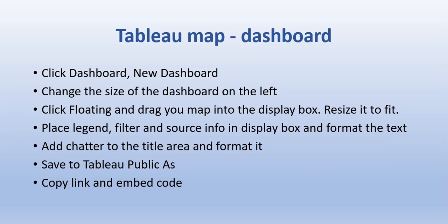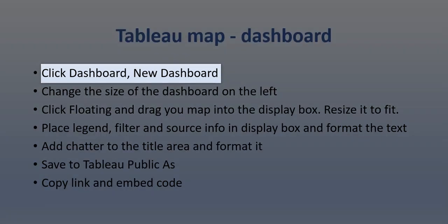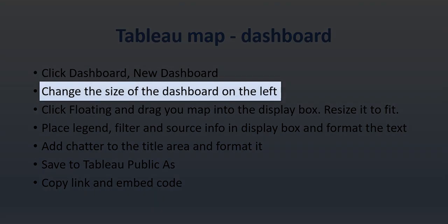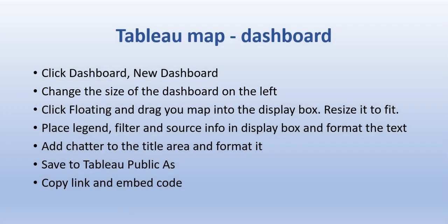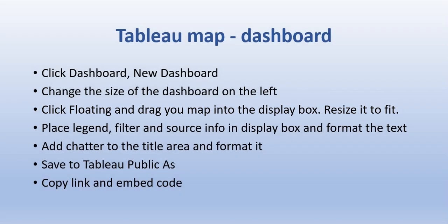And then you create a dashboard in Tableau. And you do that by clicking Dashboard, New Dashboard. And the first thing that I do is change the size of my dashboard on the left. Usually I want a width of around 700, at least for the Observer's web page. And the height really depends on the shape of my map. I click floating and I drag my map into the display box and I resize it to fit. Sometimes you have to zoom in or zoom out.